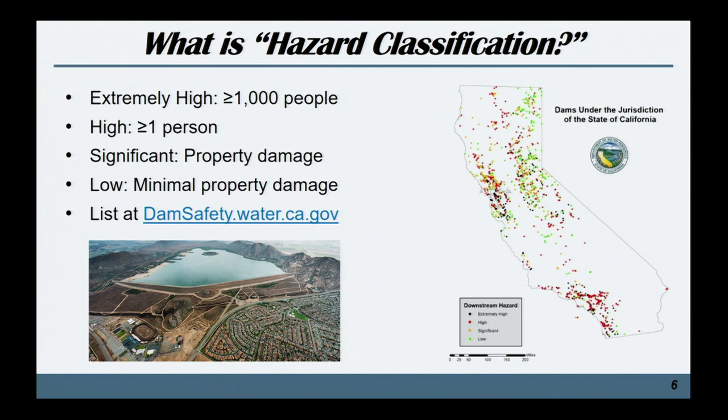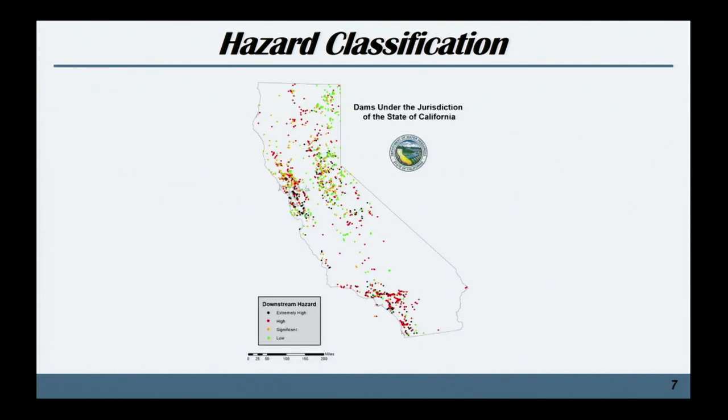One way you can find out your dam's hazard classification, or any dam in our jurisdiction's hazard classification, is a list that we publish annually of all jurisdictional dams, and one of the attributes it includes is the hazard classification. You can find that on our website, damsafety.water.ca.gov. We have about 1,250 dams in our jurisdiction all over the state. This is just a map showing them according to their hazard classification.